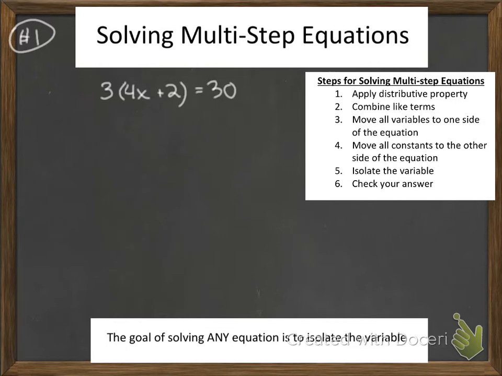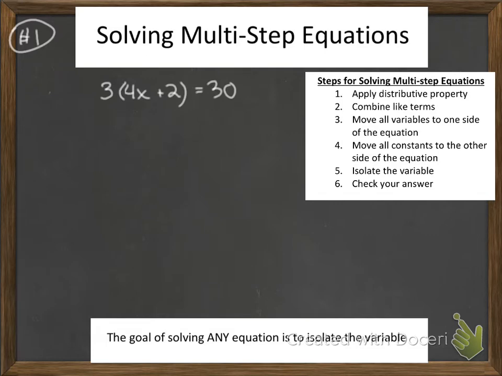So as you can see here, I have a list of steps that we can apply anytime we have to solve a multi-step equation. Now, just like any sort of process or troubleshooting guide, we have to remember that we might not always need all of these steps. So let's get started with this first problem. It says 3(4x + 2) = 30.